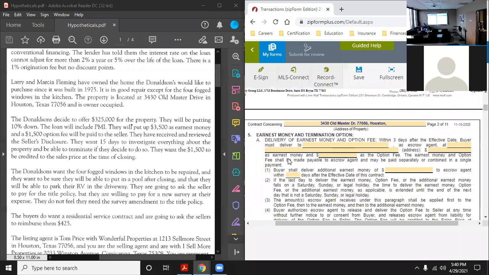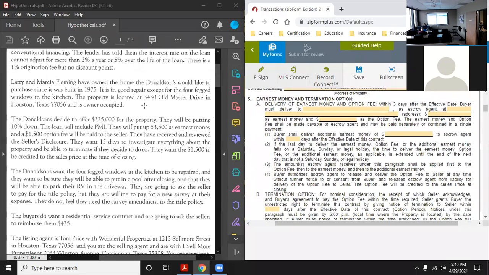All right, and then earnest money. So it says here that they are putting up $3,500 in earnest money. So you can fill that out here. And, oh, sorry, my bad, $3,500 here. That's where earnest money goes. And $1,500 in option money. If that sounds like a lot for option, that's because it is. That is a ridiculous amount of money for option.